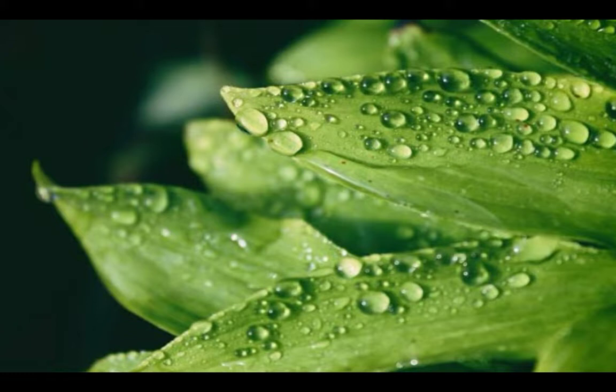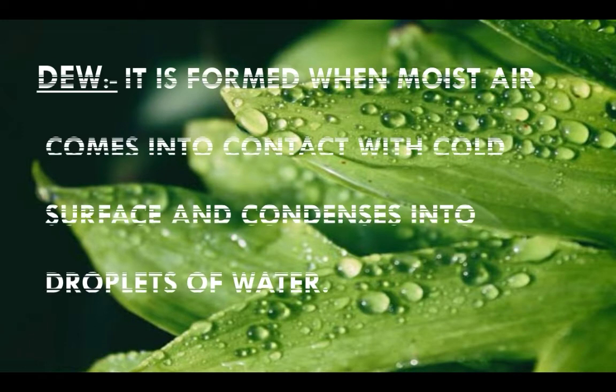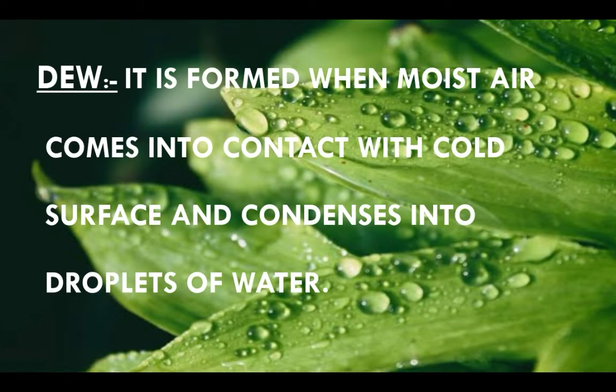Next type of condensation is dew. Dew is formed when moist air comes into contact with a cold surface like the leaves of the plants, the grasses, and condenses into droplets of water. This is known as dew. This is very common during the early morning time.